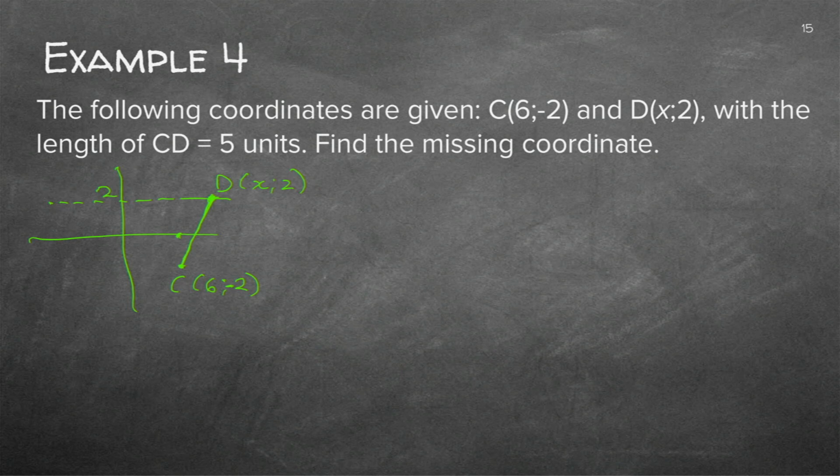What did I read here? The following coordinates are given, C and D, with the length. So now they don't use the word distance, they use the word length. Exactly the same thing. If I read the word length, I'm going to write down my formula now. So in this case, they give you the length. CD is 5. But before I even look at that, I write down my formula. CD is the square root of x2 minus x1 squared plus y2 minus y1 squared.